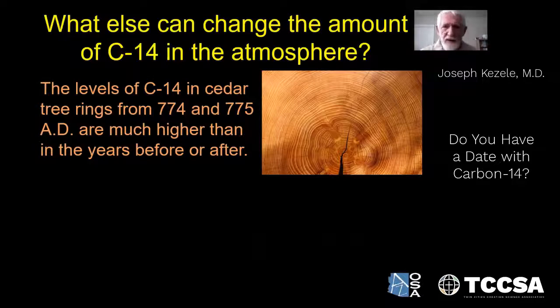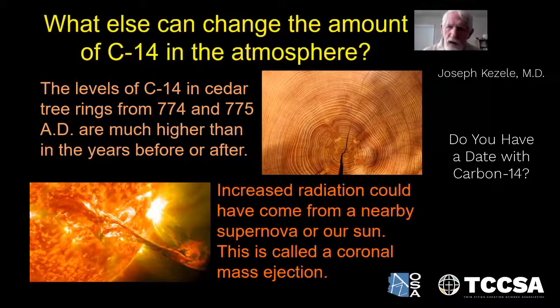Well, another factor that shows the rate of formation of carbon-14 in the atmosphere can change is an event that occurred in 774-775 AD, with much higher amounts of carbon-14, and that is speculated to have been either a supernova in relatively close proximity to the planet or a solar event, a coronal ejection event, altering the amount of carbon-14 formed. So we know there are several different examples, several different methods by which the ratio of carbon-12 to 14 is altered in the atmosphere, and it is not constant. So this first assumption is not a valid assumption.